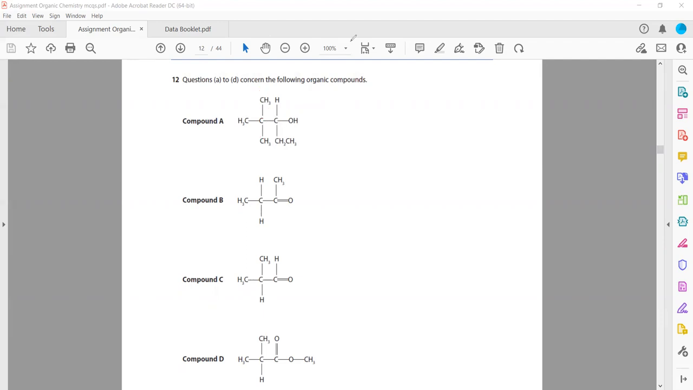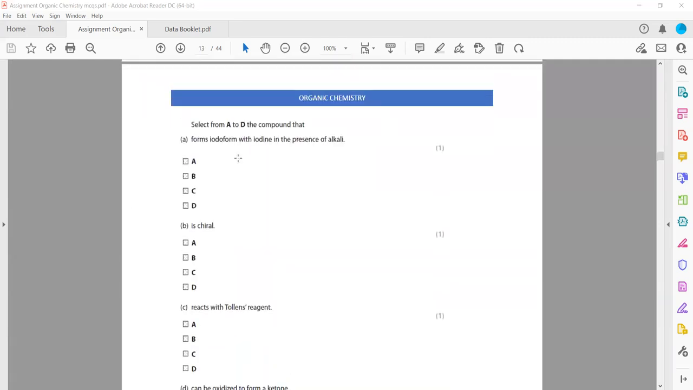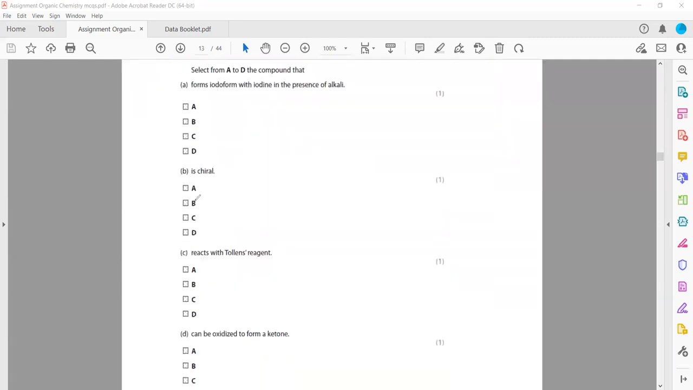How does this look like a chiral carbon? You can see one side it's H, one side is OH, one side is CH2, CH3, and the other side is this whole structure. So it means four different groups are attached. So this will be a chiral carbon, and it will have an effect on the plane polarized light. That's why for this question, which is chiral, A is chiral.